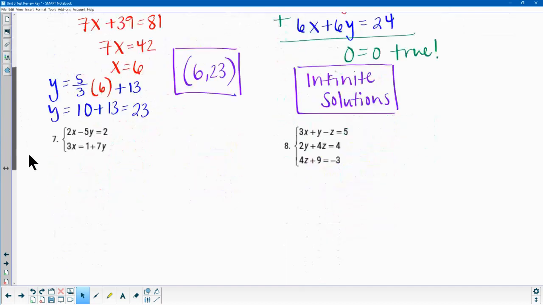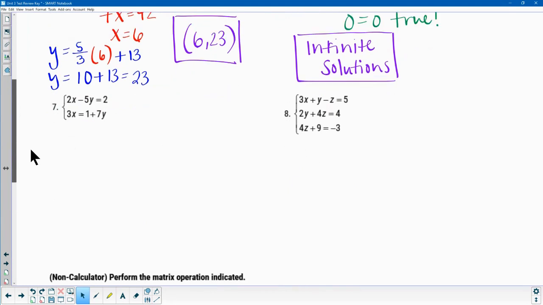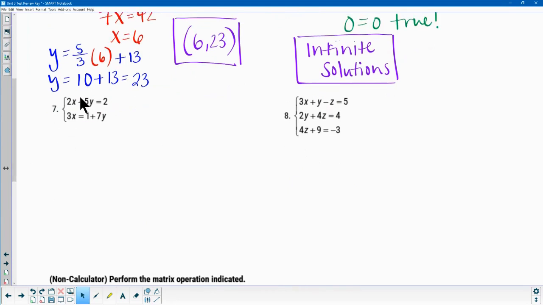Looking at number 7, there is any way you can go. I personally think I'm going to do elimination. So what I'm going to do is first set up my equations so that they can be eliminated. I'm going to multiply my top equation by 3, which gives me 6x minus 15y equals 6. And then I multiplied my bottom equation by negative 2.